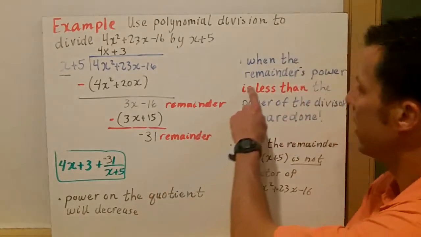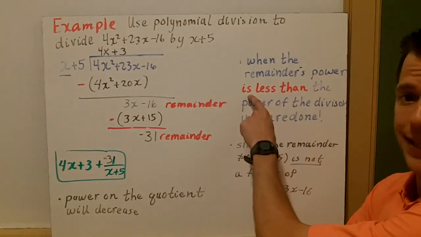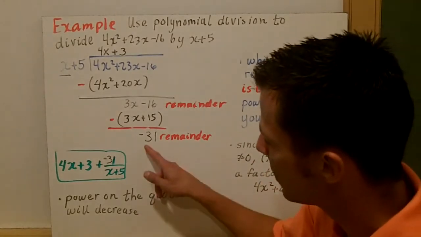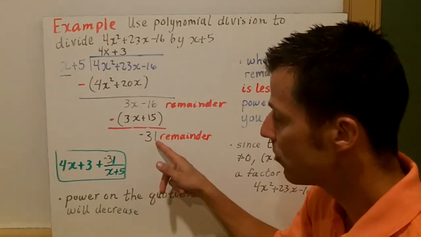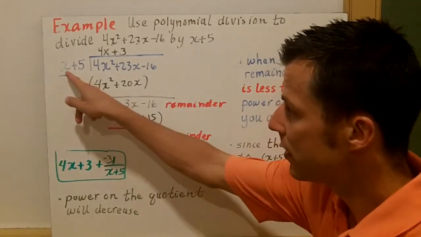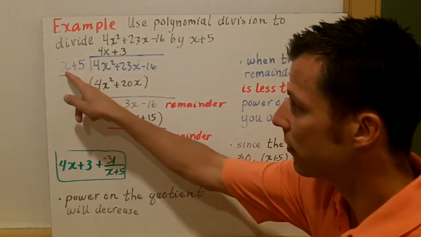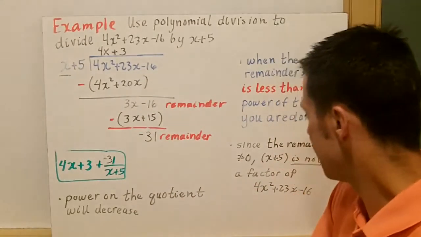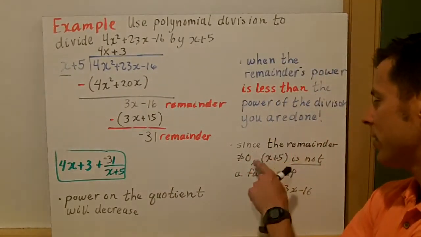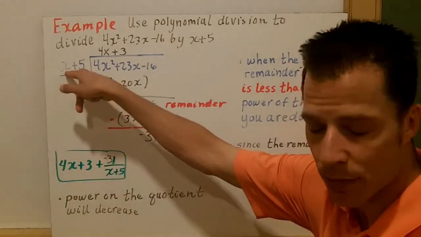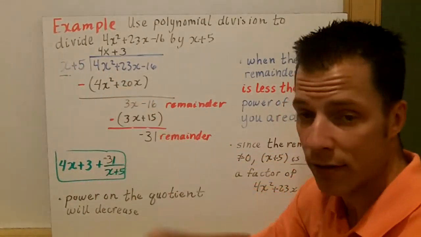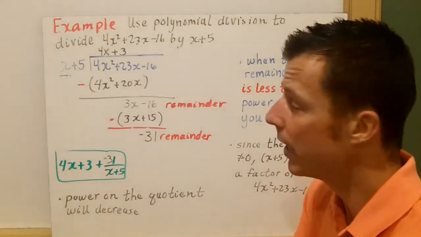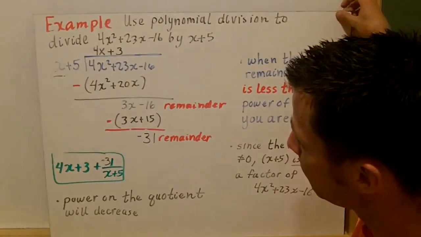So, how do I know when I'm done polynomial dividing? Well, when your remainder's power is less than the power of your divisor, you're done. So this is negative 31. It's a constant. So it would be x to the 0 power. This is first power. So we're done. Okay, x does not go into negative 31. So I'm done. And also, since the remainder is not 0, we know that x plus 5 is not a factor of 4x squared plus 23x minus 16. Okay? So let's look at another example.